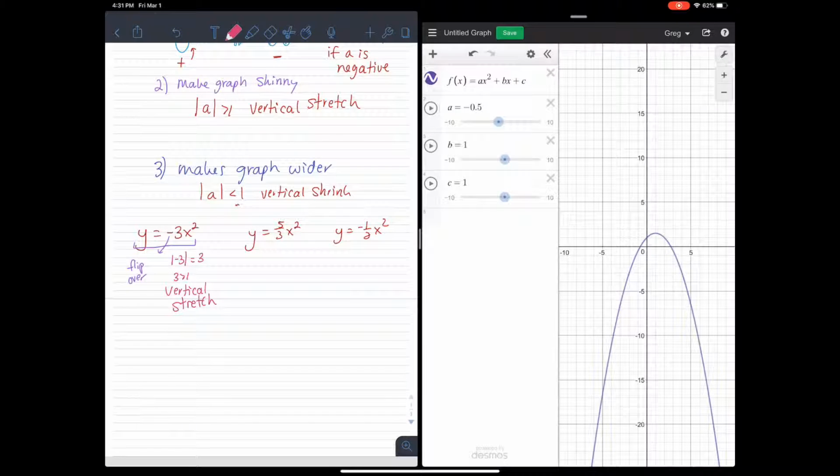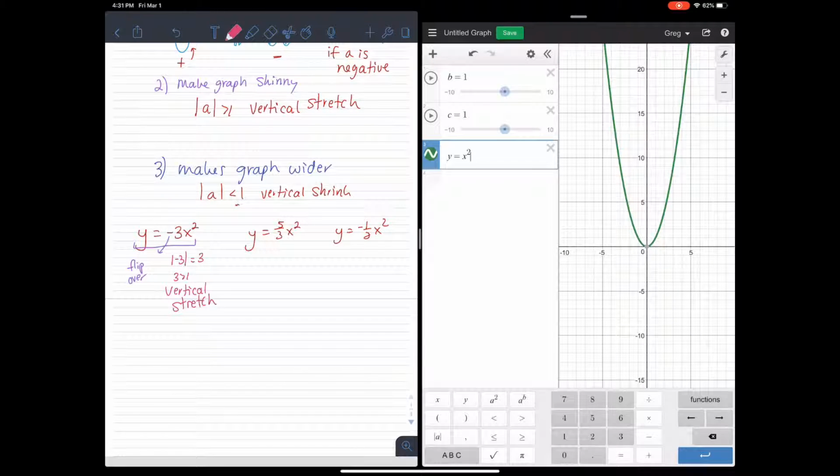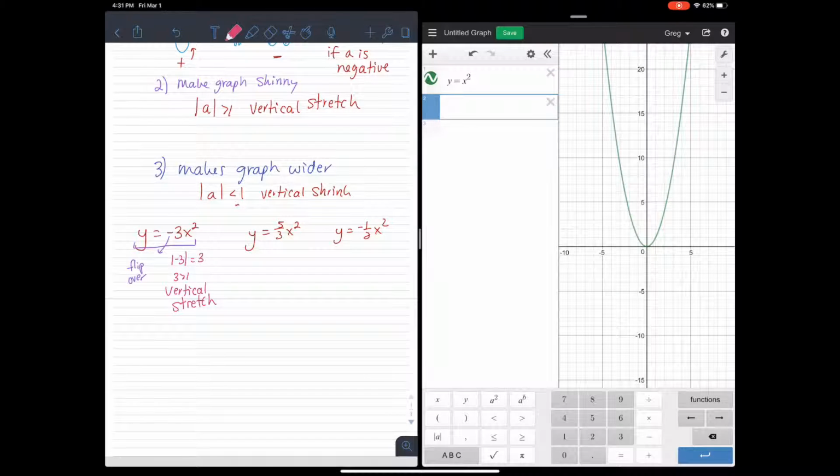Now, what we mean by that is if we compare it to the parent function, so over here on the graph, I'm going to put in the most basic parabola, y equals x squared. If I compare this equation, what I should see is it's flipped over. It's stretched, meaning it's skinnier than this parent graph. So let's see if that happens. So y equals negative 3x squared. And I can see that it's flipped over and it's definitely skinnier.